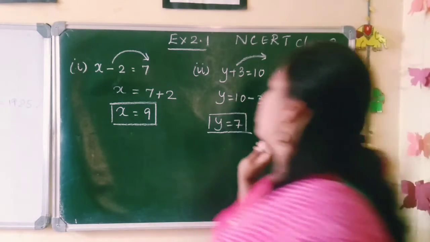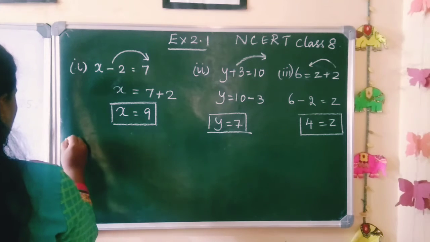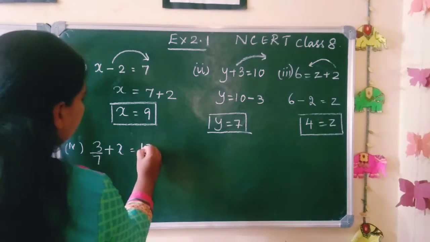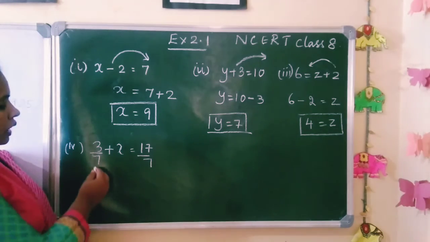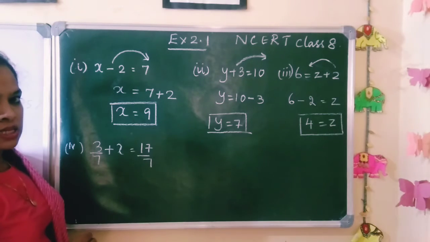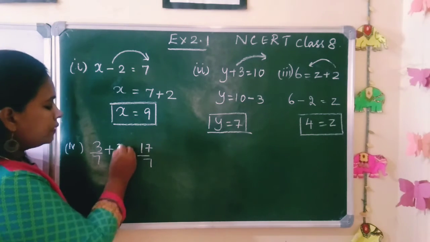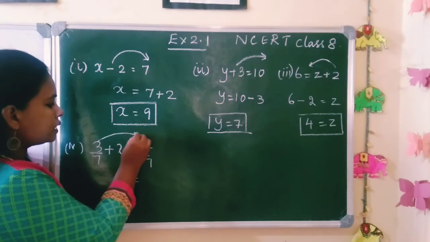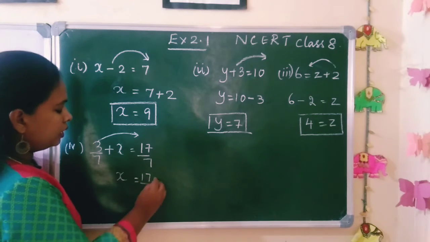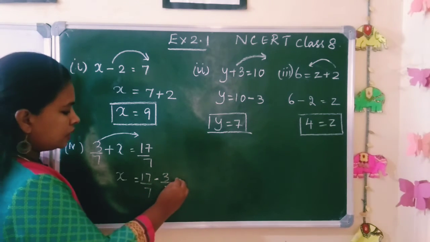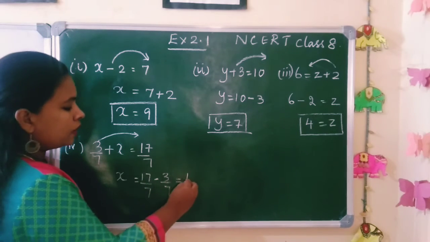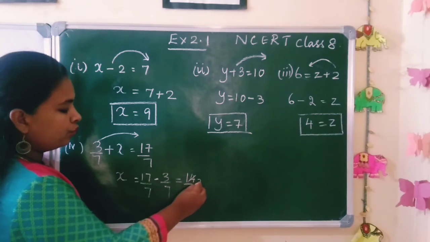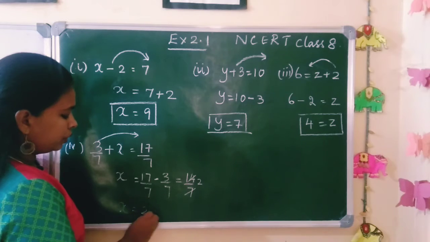Okay. Then next, moving on to the fourth question, 3 by 7 plus x is equal to 17 by 7. So now when you write 3 by 7 plus x is equal to 17 by 7, the variable is on the left hand side. So keep the variable here. Send the constants to the other side. So it is 17 by 7 minus 3 by 7, which is equal to 17 minus 3 is 14 by 7. So here you can cancel 14 and 7. So 1 and 2. So x value is equal to 2.